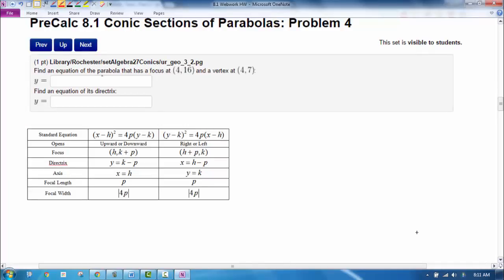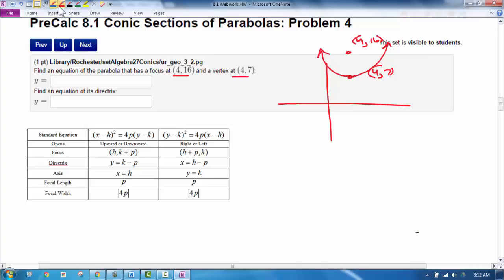Okay, the next problem gives us the focus and the vertex. So sometimes it's going to give us clues, and we're going to have to find the equation for ourselves and find other pieces of information. So I always like to draw a rough sketch when they give me clues like this. 416 is up here, and then 47 is like here. So this is a parabola. They told me this was the vertex, so I know it opens up or down. It goes like this.